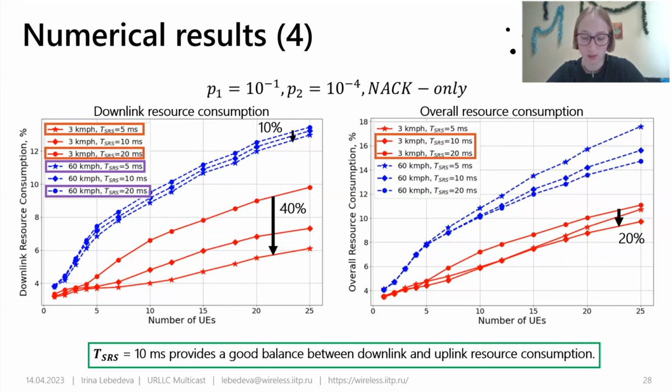However, for 60 kilometers per hour UE mobility, the reduction does not exceed 10%. The reason is that for 60 kilometers per hour, the channel changes so fast that even the lowest possible SRS period cannot provide accurate SNR estimation. If we consider the overall resource consumption, we can see that the significant gain in downlink resource consumption is diminished because of the high overhead of SRS. An SRS period equal to 10 milliseconds provides a good balance between downlink and uplink resource consumption and gives up to 20% reduction of the overall resource consumption with respect to an SRS period of 20 milliseconds.